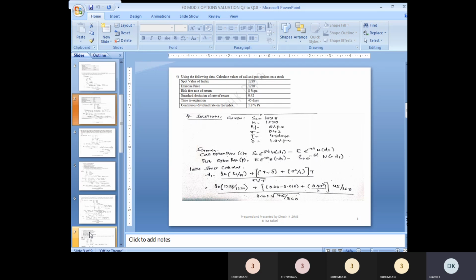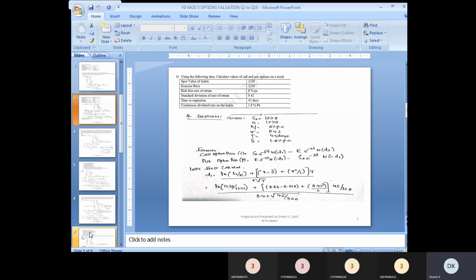The exercise price is 1230, multiplied by exponential to the power of minus rT. R is how much here? The risk-free rate is 0.08, multiplied by 45 divided by 360, multiplied by 0.5160. Okay.